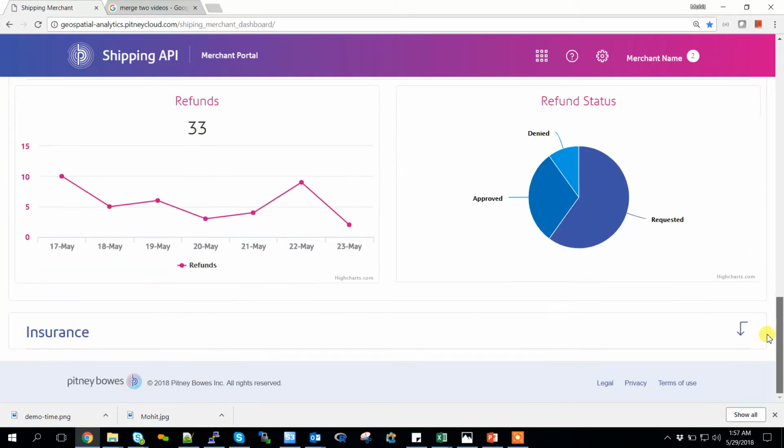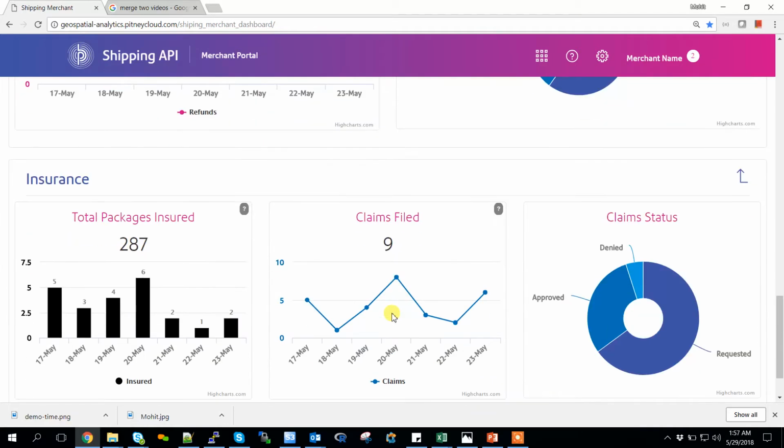Then moving to the next section, the insurance. So it basically talks about the number of total packages insured over the last 7 days, and how many claims were filed by the shipper against the packages which were insured. So let's say he filed 5 claims on 17th of May. So it basically keeps track of all the claims which were filed by the shipper. And like for the refund status, it talks about the claim status, how many claims got approved, how many claims were requested, and how many claims were denied.